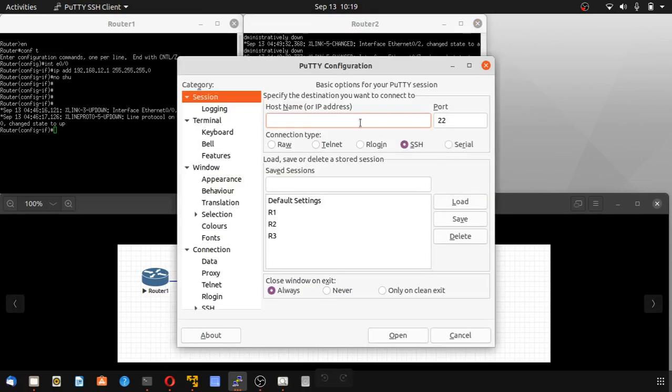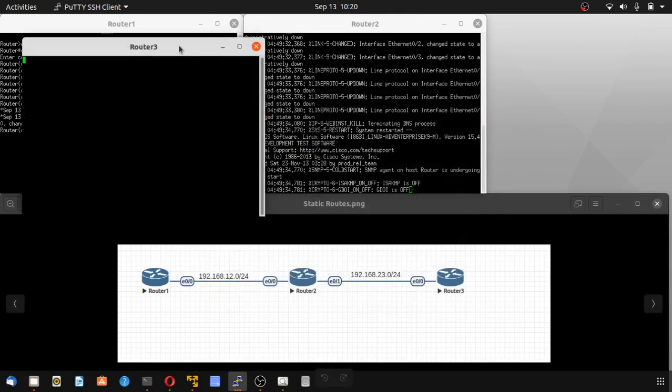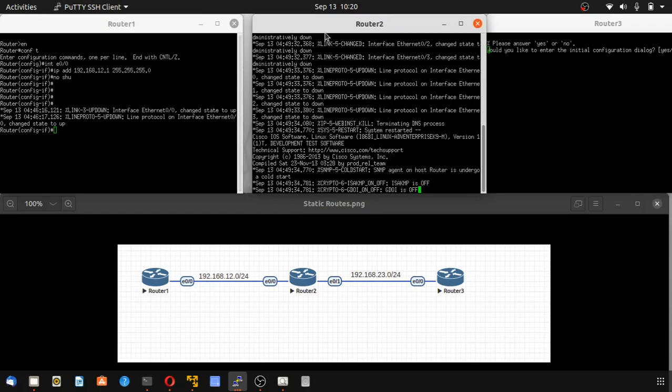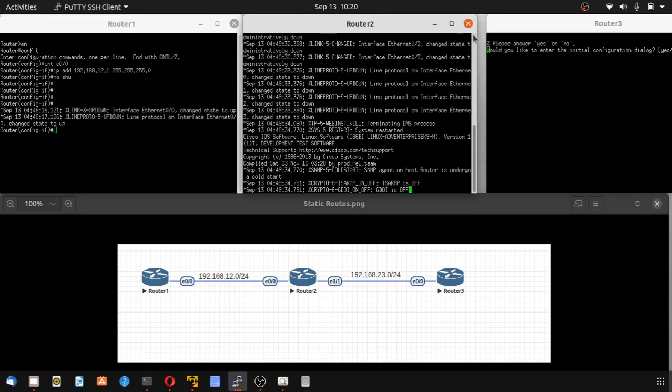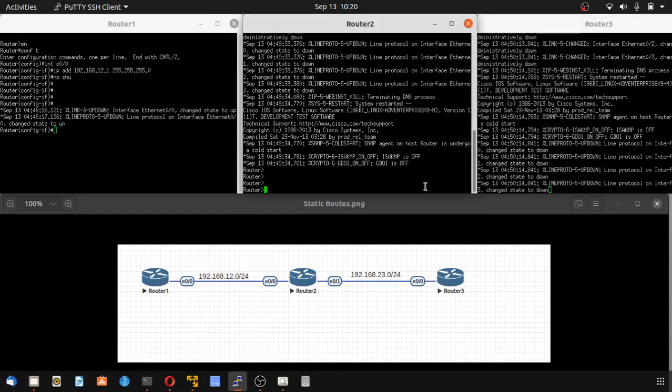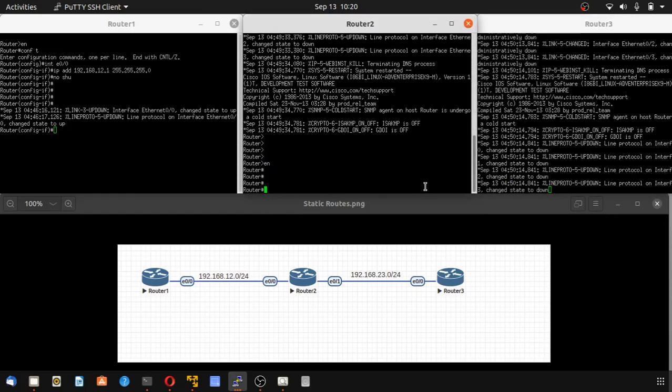Until that time we should start our router 3. I'm using telnet with port 30018, and here we are. Okay, then this is R2. I think it's reachable and it's visible, right? So I'm going into R2.